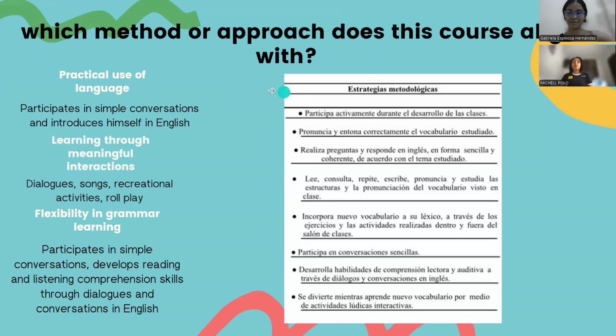Well, the last one is, which method or approach does this course align with? We can identify some characteristics that align with the communicative approach, because of the practical use of language and learning through meaningful interaction, since in the methodology strategies the teacher mentioned that students have an active role participating during the class in short conversations. There is also flexibility in grammar learning, because one of the methodology strategies says the student can include a new word in the vocabulary and create a new phrase or a new grammar pattern. And that's all. Thank you.